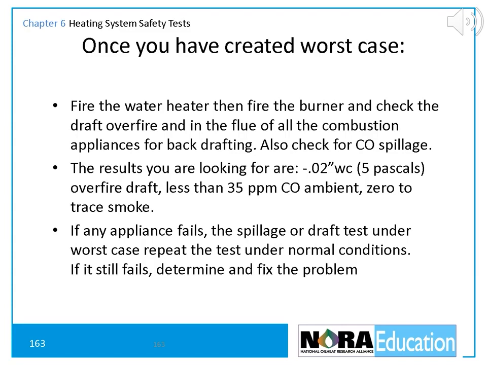The results you're looking for are negative 0.2 inches of water column, negative 5 pascals over the fire draft, less than 35 parts per million carbon monoxide ambient, and a 0 to trace smoke. If any appliances fail the spillage or draft test under worst case, repeat the test again under normal conditions. If they still fail, determine the reason and fix the problem.